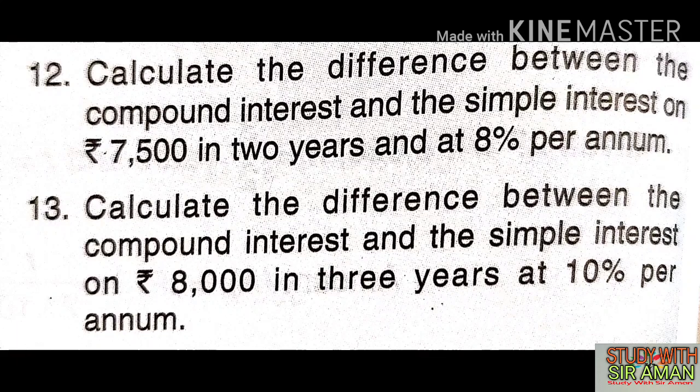Calculate the difference between the compound interest and the simple interest. What is the meaning of difference? We have to subtract. Compound interest and simple interest both are included here. On 7500, means principal is 7500, in 2 years means time is 2 years, at 8% per annum, rate is 8%. Now from question number 2 today, I am giving you the formula for how to calculate by using formula. Now whatever will be easy for you, by using formula or by simple interest method, you can do it after question number 12. Okay, so check the formula at first, all of you.